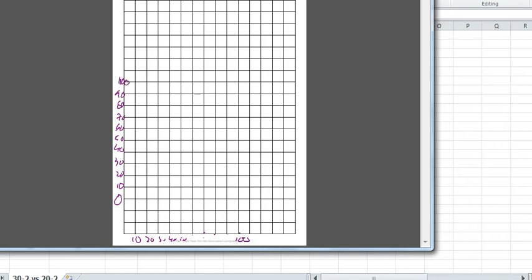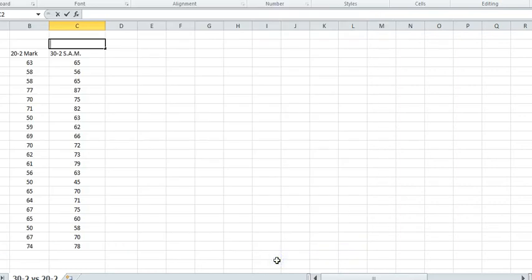And 100. The reason we're doing that is when we draw our line of best fit, it might be that it comes down through here, and we need to be able to see the y-intercept because we want to get an equation for this. That's why we're going to put our 0. So this will be the math 30-2 mark, and the x values will be the math 20-2 mark. Okay, and away you go.